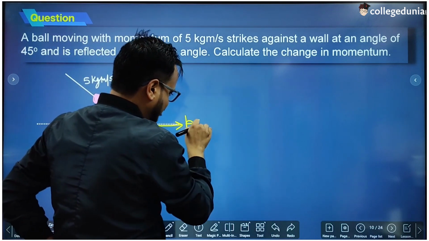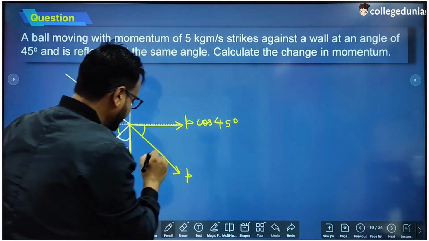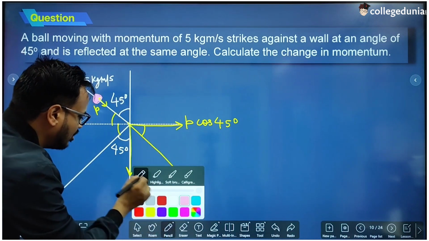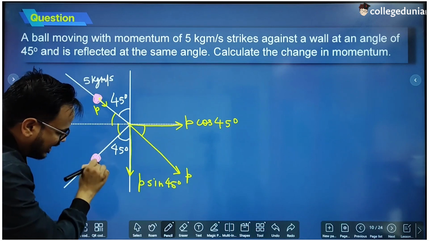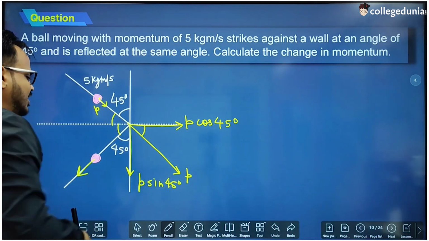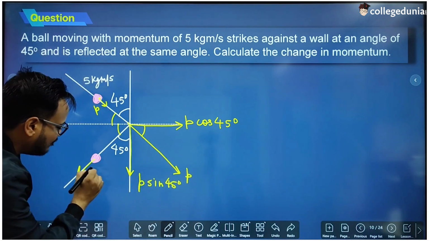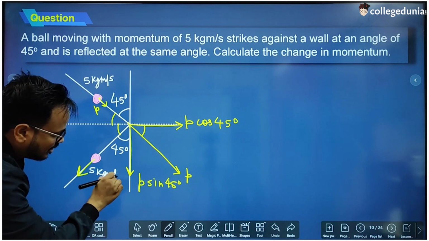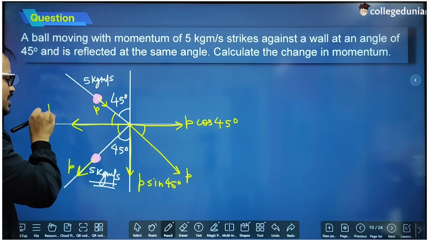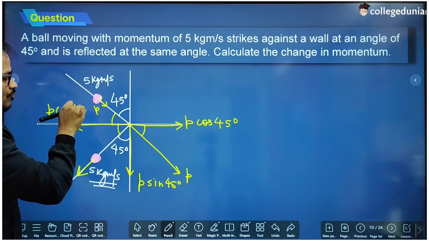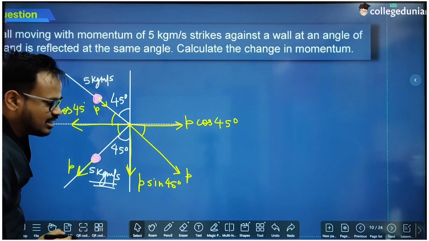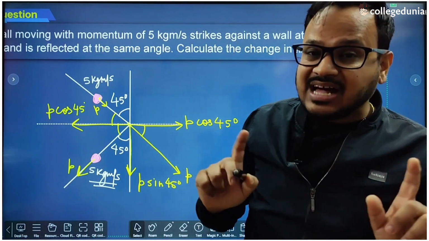So if this is p, then this is p cos 45 and this is p sin 45. Final momentum of this ball is directed towards this direction, because the direction of momentum is the direction of velocity, and the ball is moving in this direction. So it is 5 kg meter per second in this direction. Let's take the components of this also. This is also p, same value, and this component is p cos 45, and this component is again p sin 45.